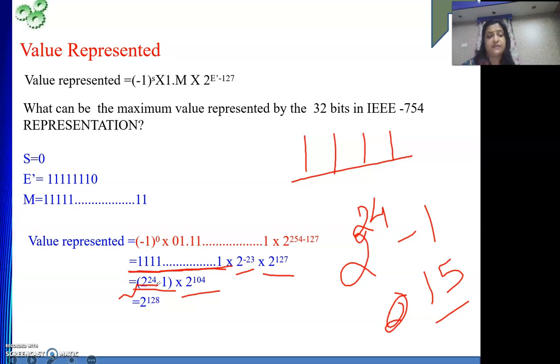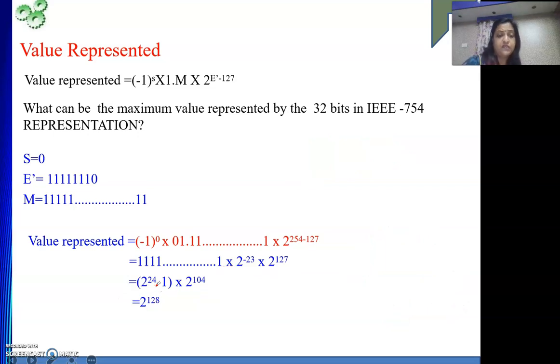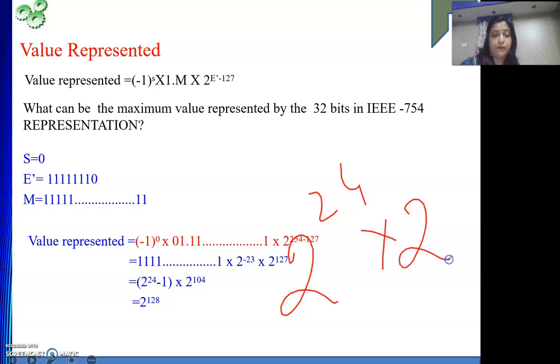So this is how I'm simplifying my calculation. So 2 to the power 24 only left, into what? 2 to the power 104. So it will be what? 2 to the power 128, right? So the value represented is 2 to the power 128. This is near about, not exactly.